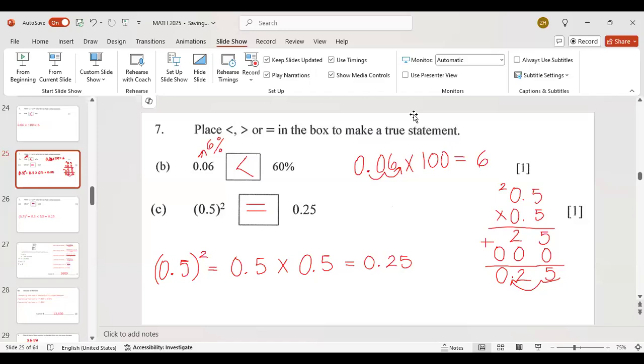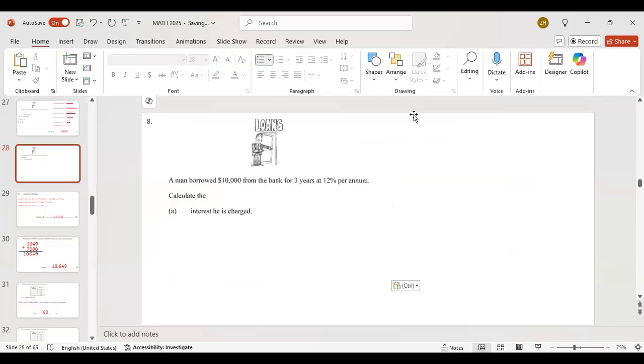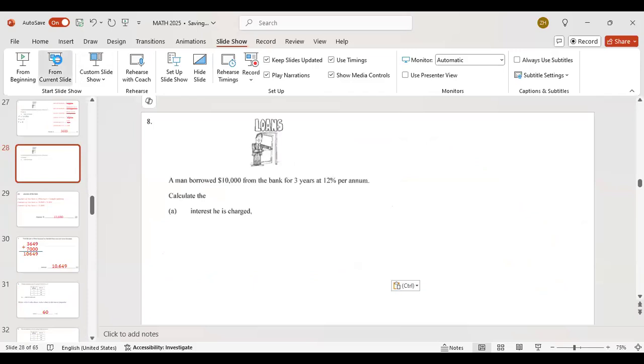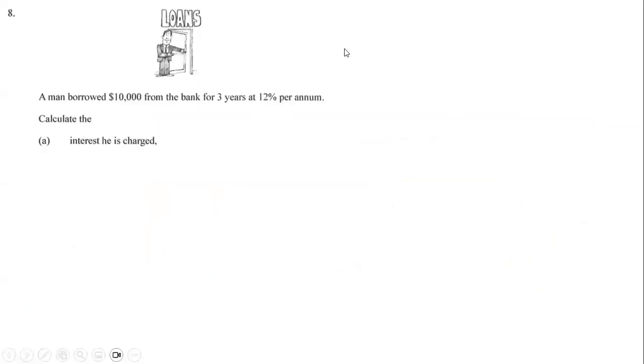All right, so we have this question, number 8. I think we have done questions like these before, this particular one. But let's see if you all still remember. So go ahead. What number are you on? Read the question.